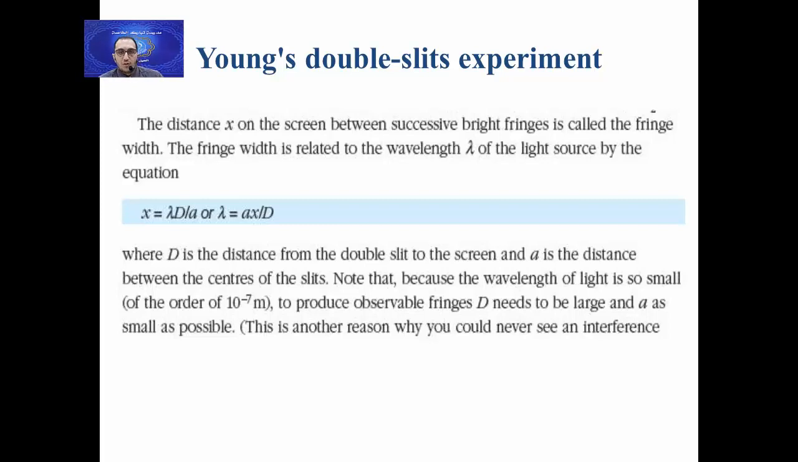Also, x equals lambda d over a. What's d? D is the distance from the double slit to the screen, and a is the distance between the centers of the slits. But put it in your mind, the wavelength of the light is so small that to produce observable fringes, d needs to be large and a as small as possible. It's very important for you.